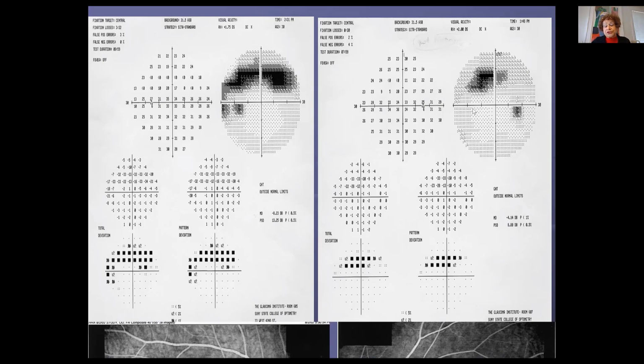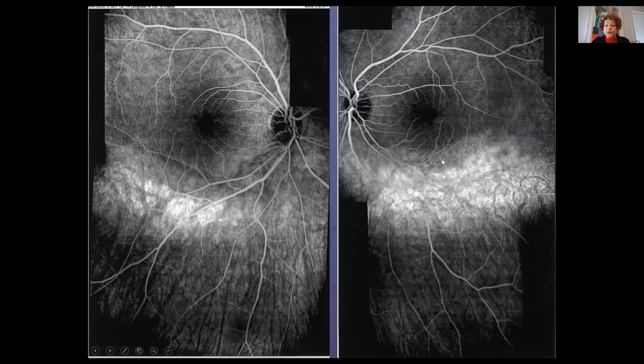If you do fluorescein angiography on her, which you wouldn't do in your office, but we were able to see that she has RPE thinning, window defects that are showing up worse in the left eye, which corresponds to her worst visual field in the left eye.